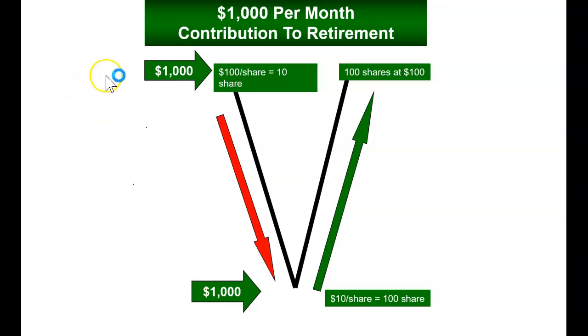At the top of the cycle, your client is putting away the $1,000, and their favorite mutual fund is selling for $100 a share. Obviously, with their $1,000, they're buying 10 shares of that favorite mutual fund.